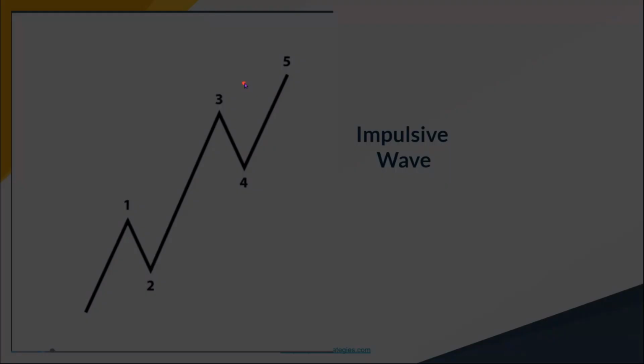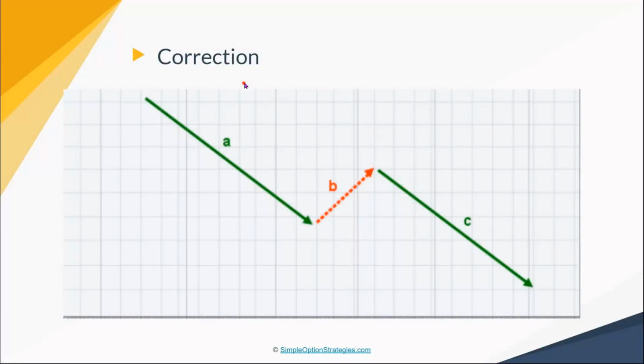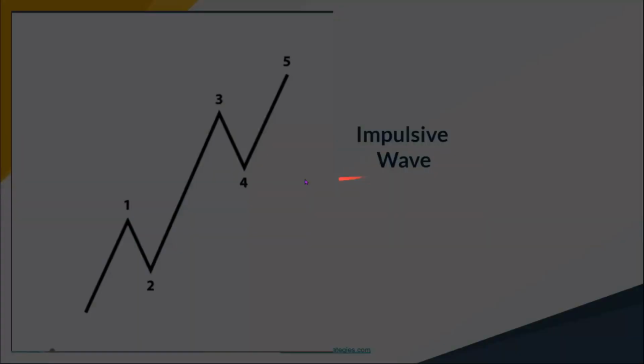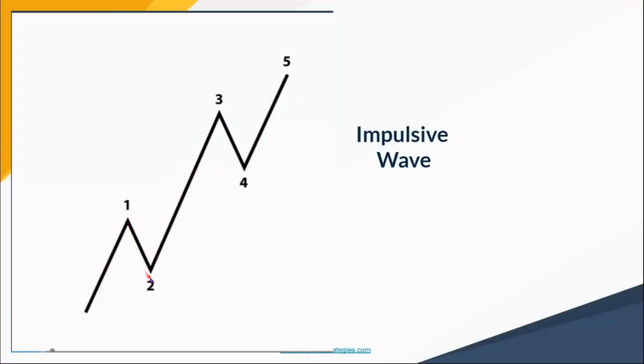So the next thing we want to look at quickly is a correction. Corrections are 3 waves down. It's A wave down, B wave up, and C wave down. The A wave is usually 5 waves. C wave is usually 5 waves. Inside this B wave, it's usually 3 waves, but the whole correction itself is 3 waves. So you'll see that here. This is a correction. It should be 3 waves. This is a correction. It should be 3 waves.